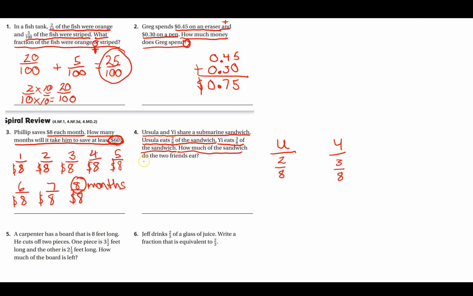How much of the sandwich do the two friends eat? Well, Ursula eats 2 8ths, and Yi, I'm not sure, eats 3 8ths. So combined, we're dealing with 8ths. 2 8ths plus 3 8ths would be 5 8ths.